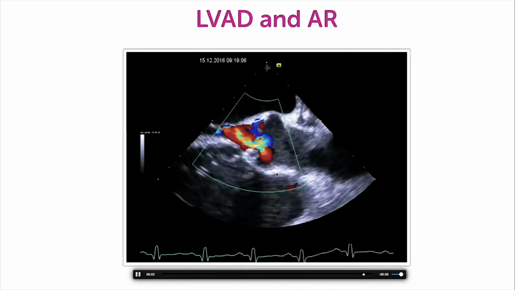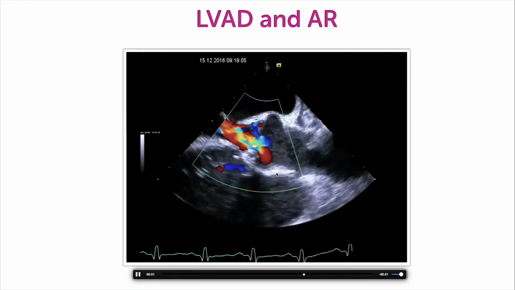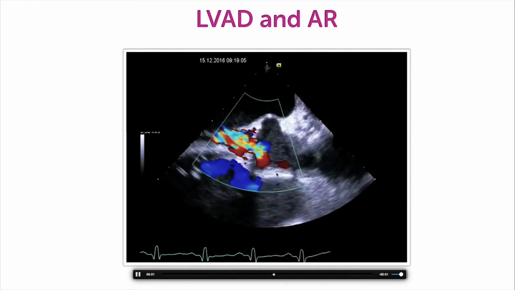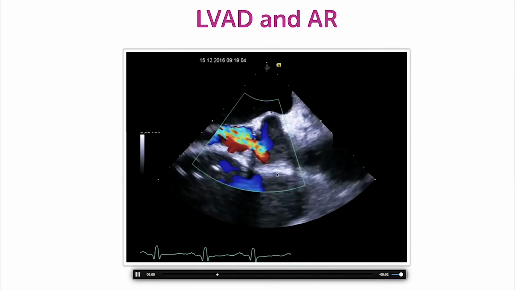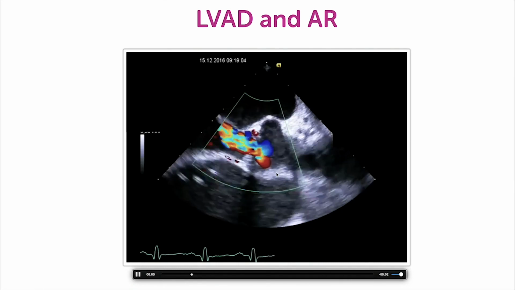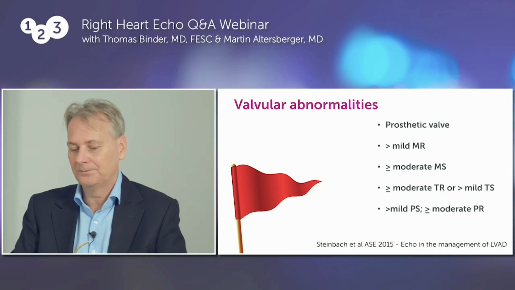Now, in such a situation, if the aortic valve is incompetent, in other words, if you have aortic regurgitation, you'll be sucking blood out of the aorta as well. So AR is not a good thing to have in the setting of an LVAD. This is what we had in this specific patient here.